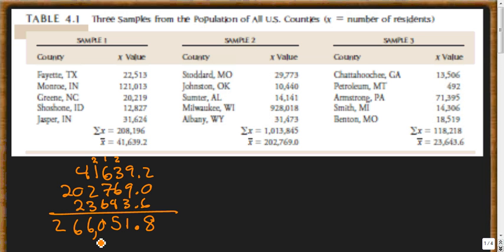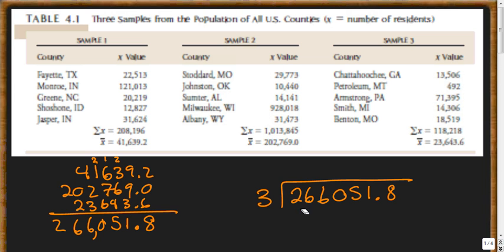Well, we want to divide that by 3 to find what our true mean is. We got 266,051.8, and we want to divide that by 3. So I'm going to do this in a different color. So 3 doesn't go into 2, but it does go into 26. It goes into 26 8 times. So we get 24, and that's going to be 2, 6. We get 8 again. 24, 2, 0. So this is 6. So we get 18, which is 2, 5.